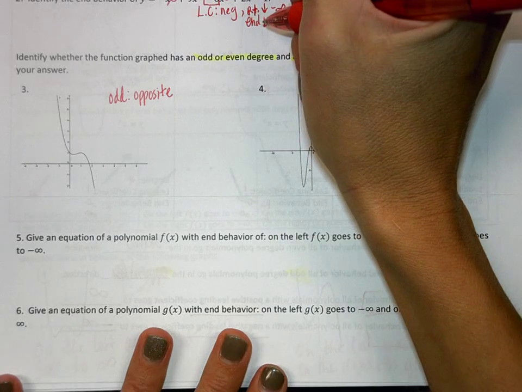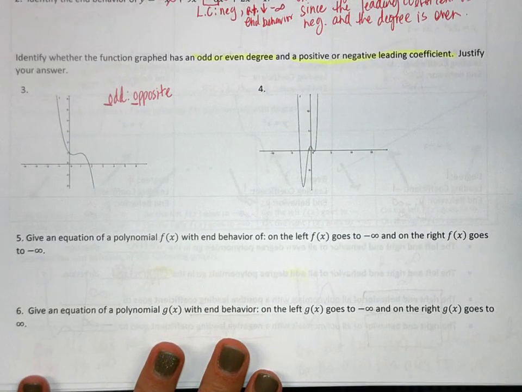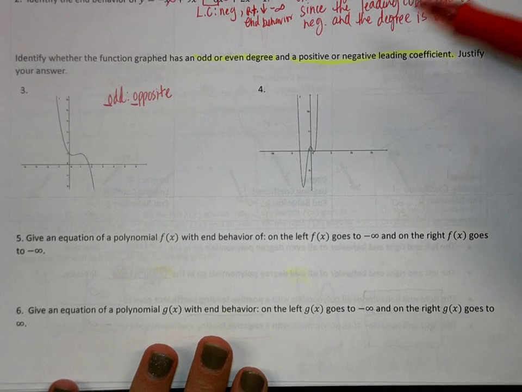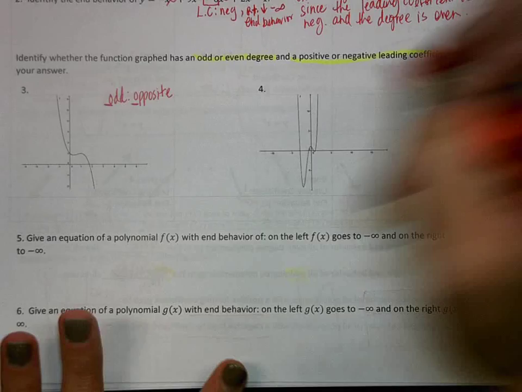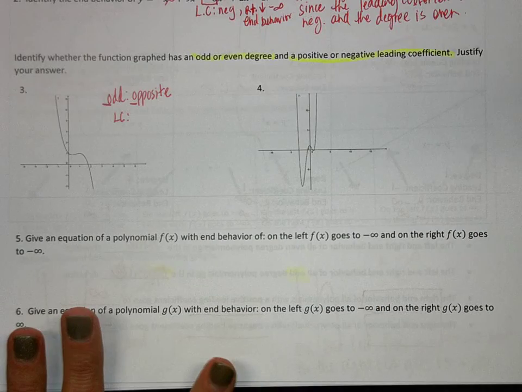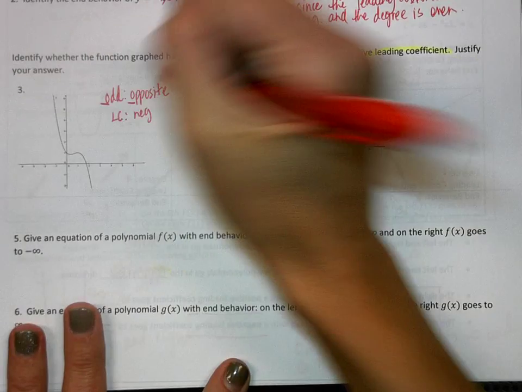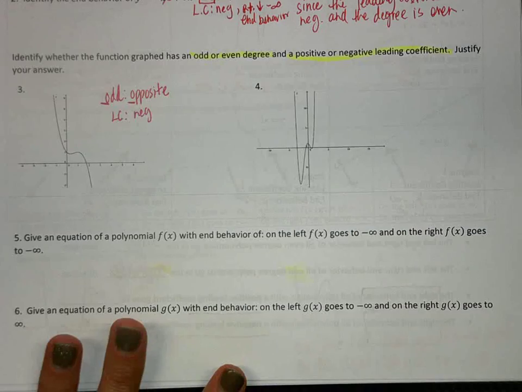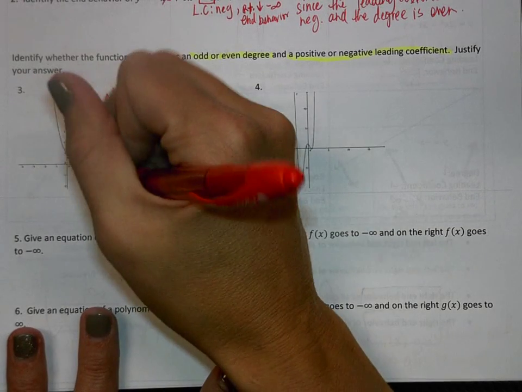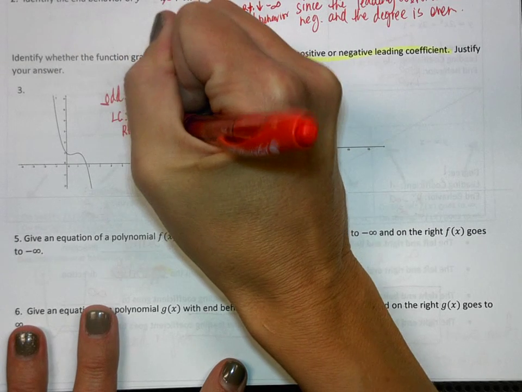Okay, so again, I remember odd because odd and opposite both start with O's. Okay, now will it be a positive or a negative leading coefficient? So I'm just going to put LC for leading coefficient. And it's going to be negative. Good. And we know that how? Good. You always look for your leading coefficient. You're always looking at your right end behavior.